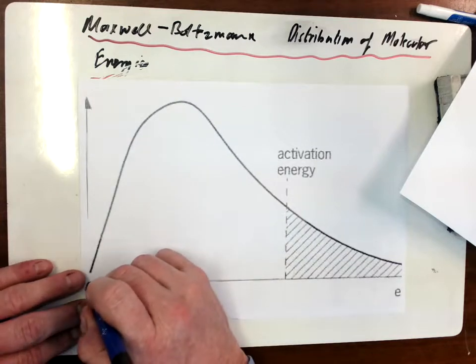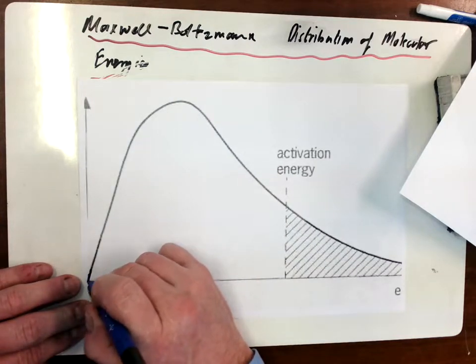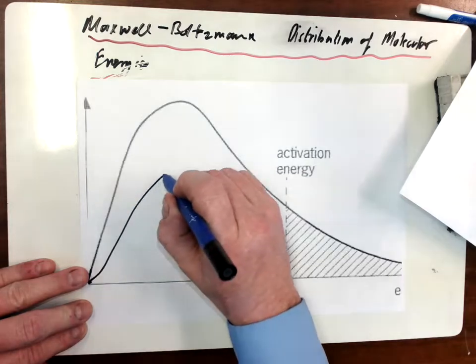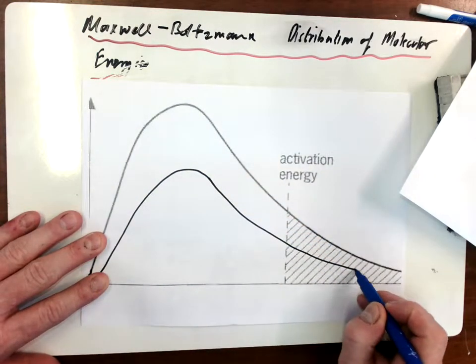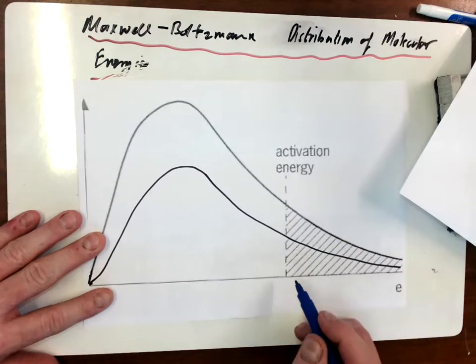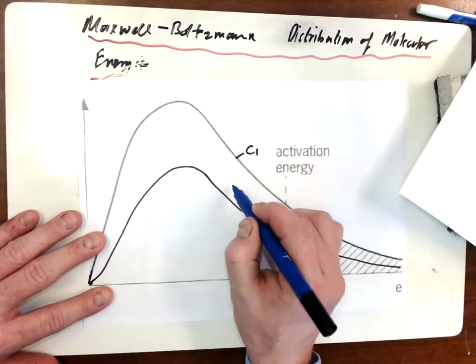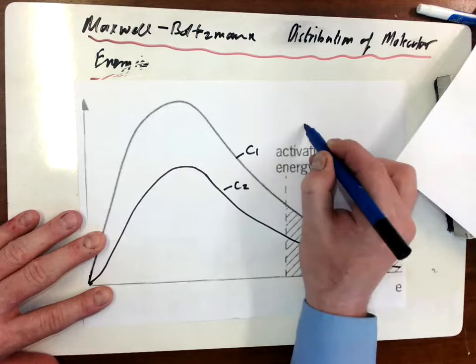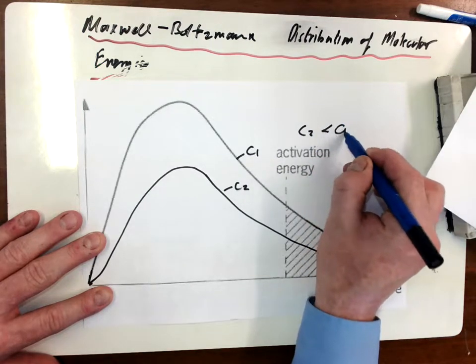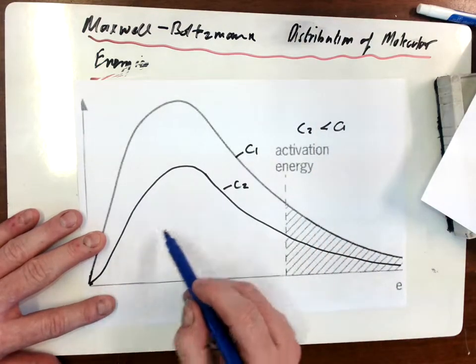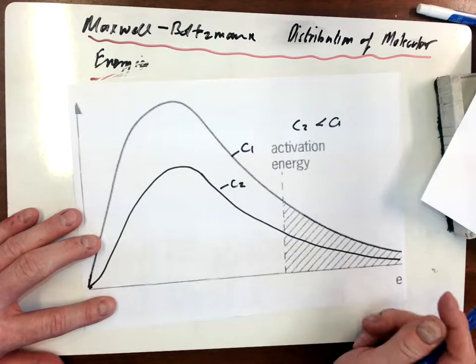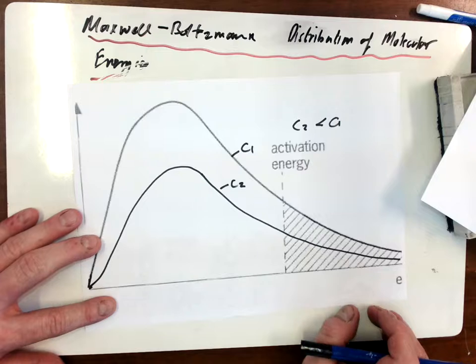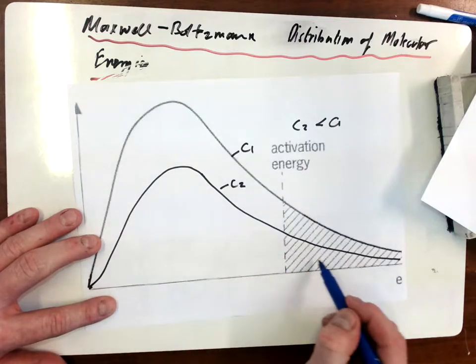Well, I've just got a mirror, so we start at 0, 0 again. I've got to mirror this curve. I'll do it as best I can. So if I call this concentration 1 and concentration 2, where concentration 2 is less than concentration 1, now you'll see that we have the same distribution of energies, but we have fewer particles.